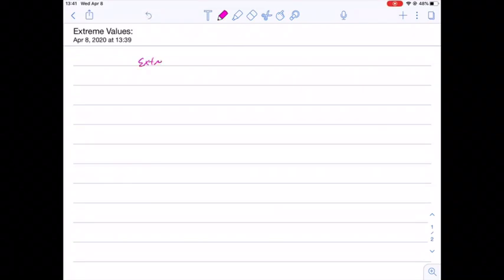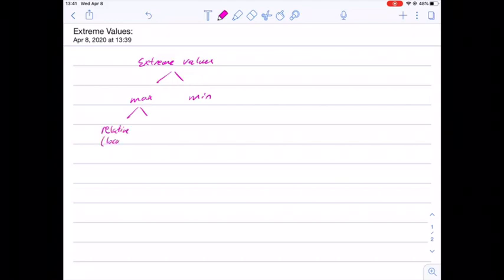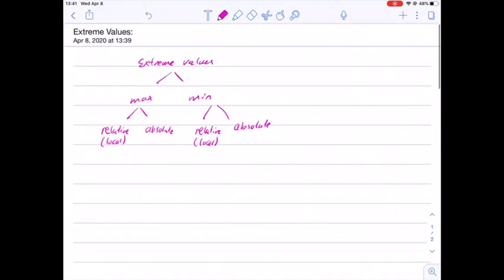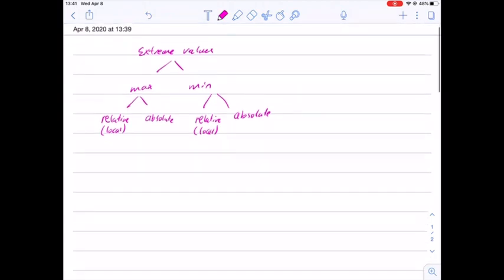In this section we talk about extreme values, and by extreme values we mean maximum and minimum values of the function. Maximum is two types: relative max, or sometimes called local max, and absolute max. And minimum is relative minimum or local minimum and absolute minimum. Now, what do we mean by each one of these words? What do we mean by relative max, relative min, absolute max, absolute min?